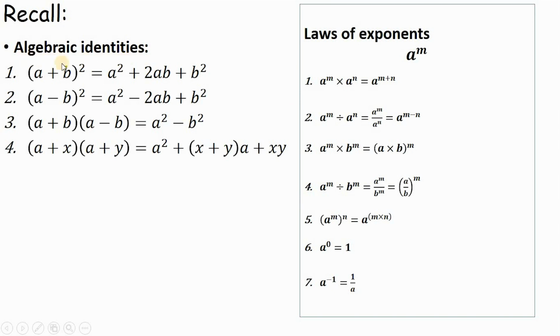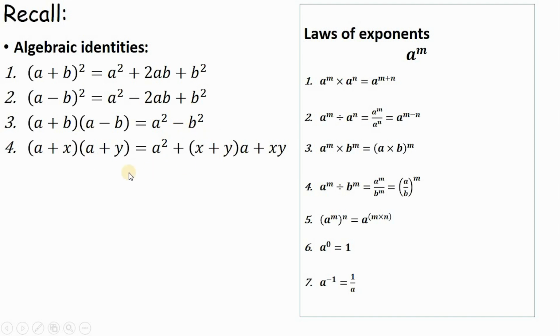Now here I have written the algebraic identities. Here a plus b whole square is equal to a square plus 2ab plus b square, and a minus b whole square equal to a square minus 2ab plus b square, and a plus b into a minus b is equal to a square minus b square, and x plus a into y plus a equals a square plus x plus y into a plus xy. These are the identities that we learned in class 8, and in this part of the chapter, the first 3 identities play a very important role. They will be very useful also.